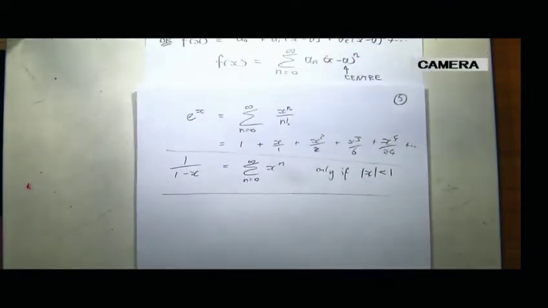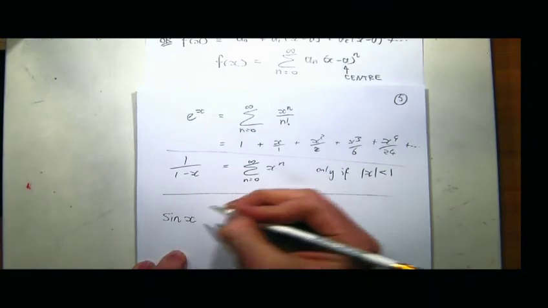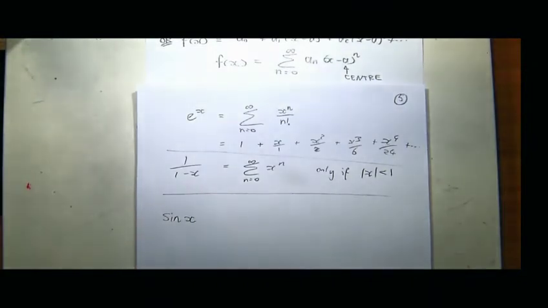And then there are two more that, based on your Maple TA assignment this week, your lecturer apparently expects you to know. So I'm going to write them down too. Sin x. So sin x looks extremely similar to e to the x, but because sine is an odd function, it only has the odd powers. Okay? And also, it flips back and forth between plus and minus.